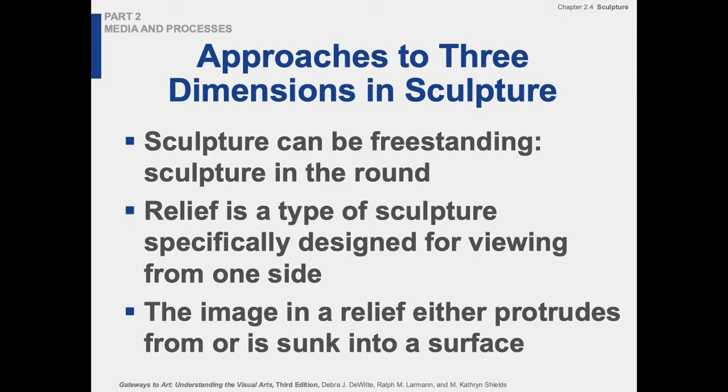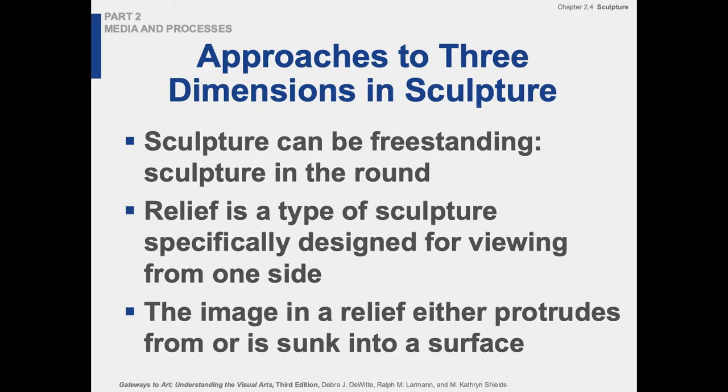So it can be freestanding. Sculpture in the round is what you typically think of as like a bronze statue on a elevated platform, and you walk around it in a circle. That's a freestanding sculpture, or a pedestal in a museum. A lot of times that's the case.